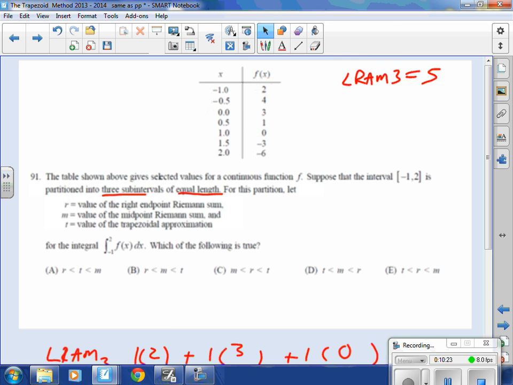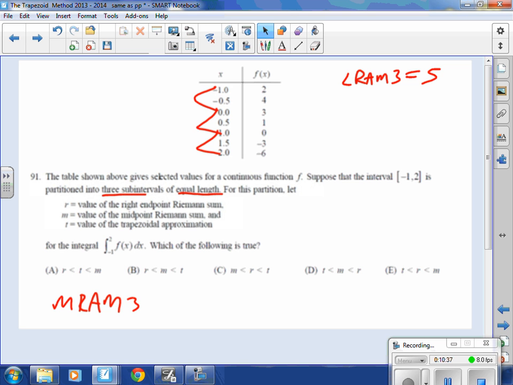Okay, let's start over. Next they want me to do midpoint. So let's do MRAM 3. Again, the rectangles are going to have the same width. Oh, that's for right. Well, we'll have to come back and do that. But let's get M, and then we'll get R, and then we'll get trap. I should have said that louder. I tried to, but no one listened to me.